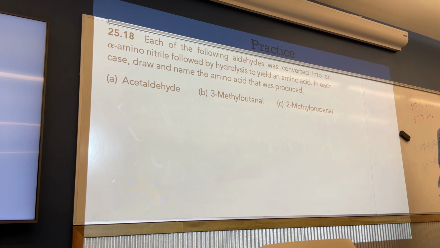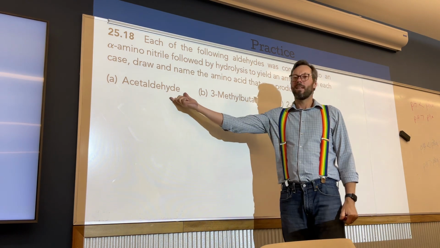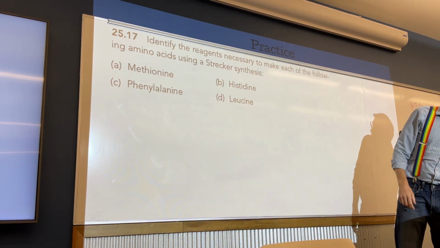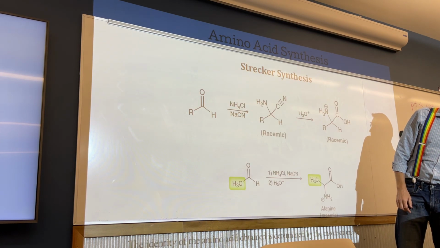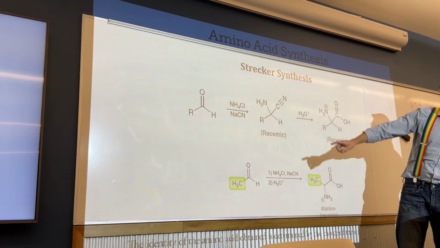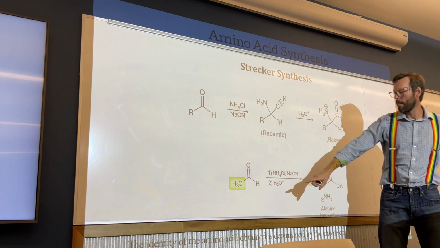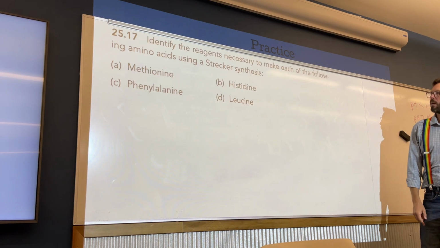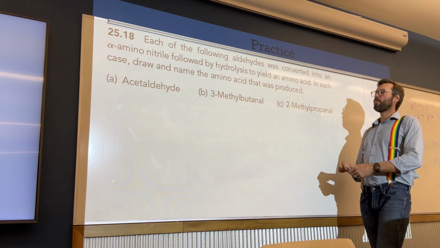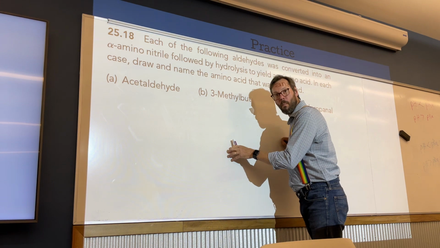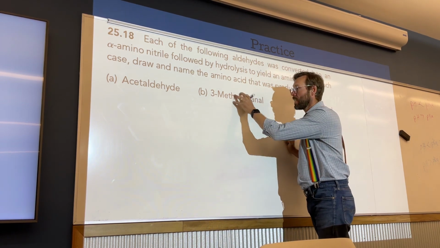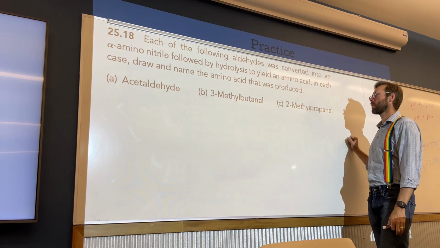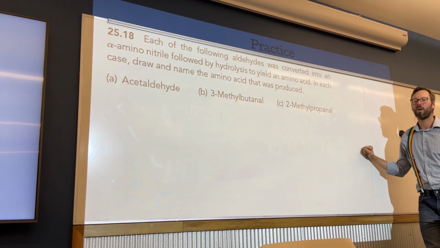So again, acetaldehyde, that's going to just have that methyl group. So that's going to make, where was it? Was it here? Yeah. That's going to make alanine. 3-methylbutanol, well, you have to draw that out and then go through the process, see what that side chain looks like, and then what's the amino acid that corresponds, and then methylpropanol.